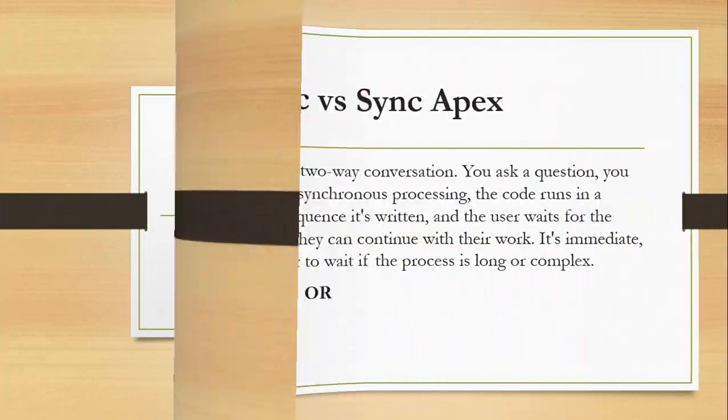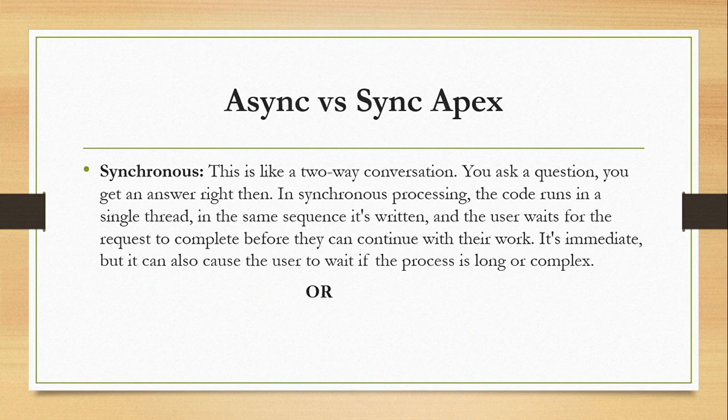Async versus sync Apex. Synchronous is like a two-way conversation: you ask a question, you get an answer. In synchronous processing, the code runs in a single thread in the same sequence as written, and the user waits for the request to complete before they can continue with their work. It's immediate, but it also causes the user to wait if the process is long or complex. After the completion, it goes to the next task.